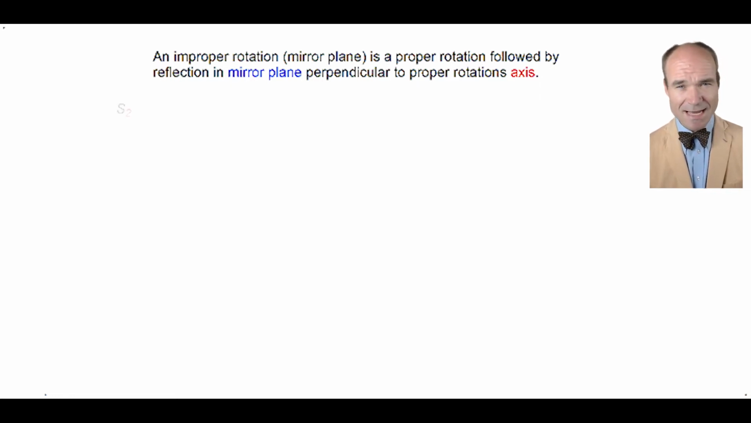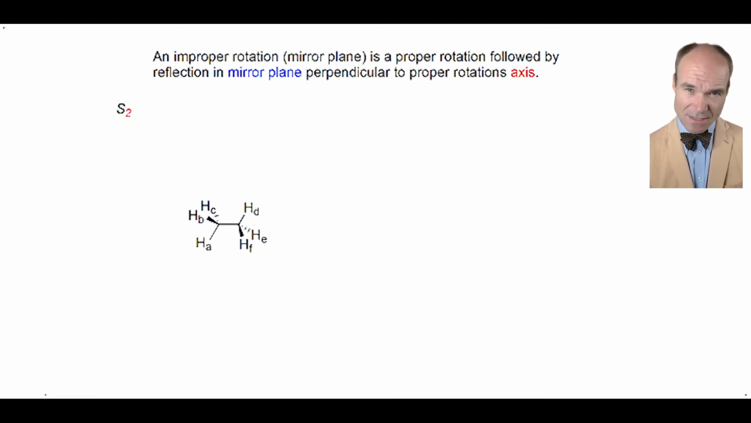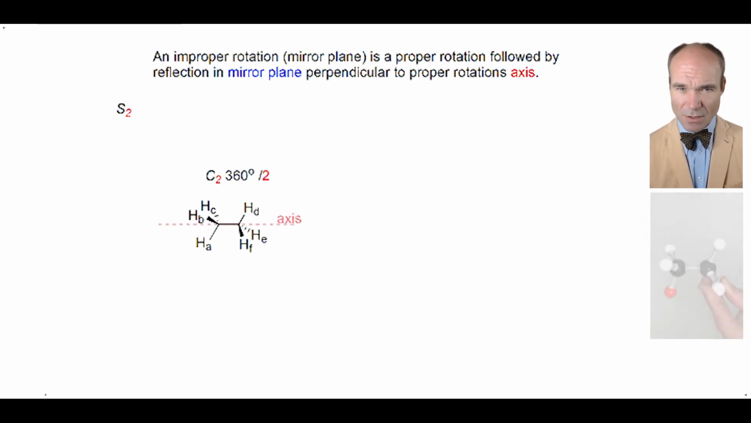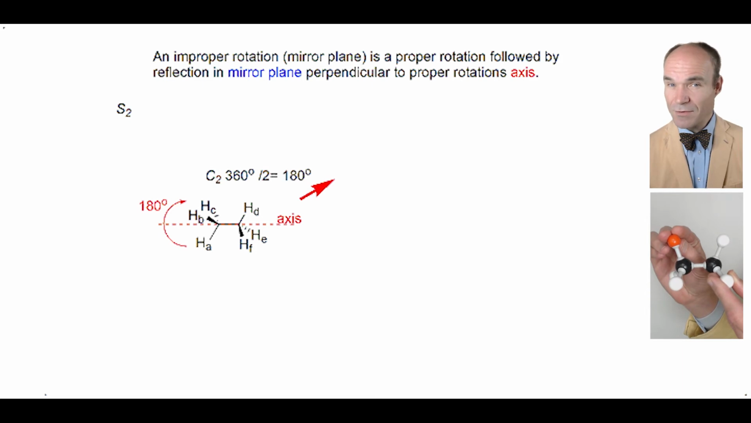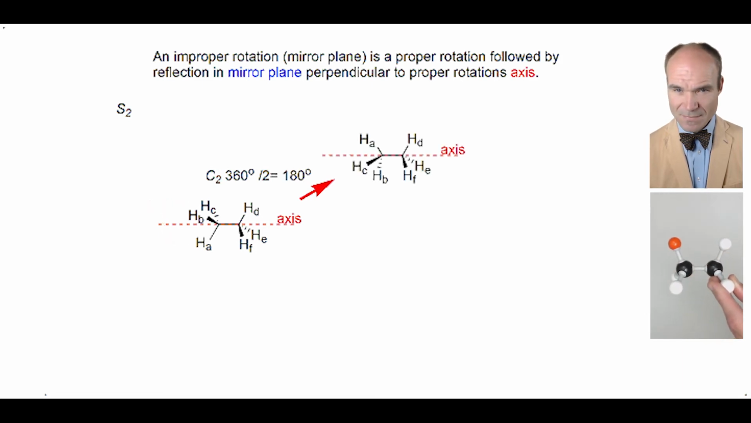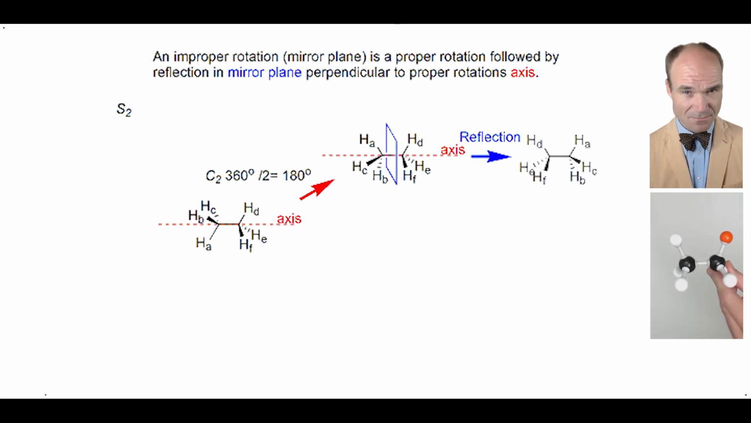We will examine an S2 process on a generic molecule. S2 is C2 and a reflection. So first, here is the C2 rotation about the carbon-carbon bond axis through 360 degrees divided by 2, so 180 degrees. Now we carry out the reflection about the mirror plane perpendicular to the axis.